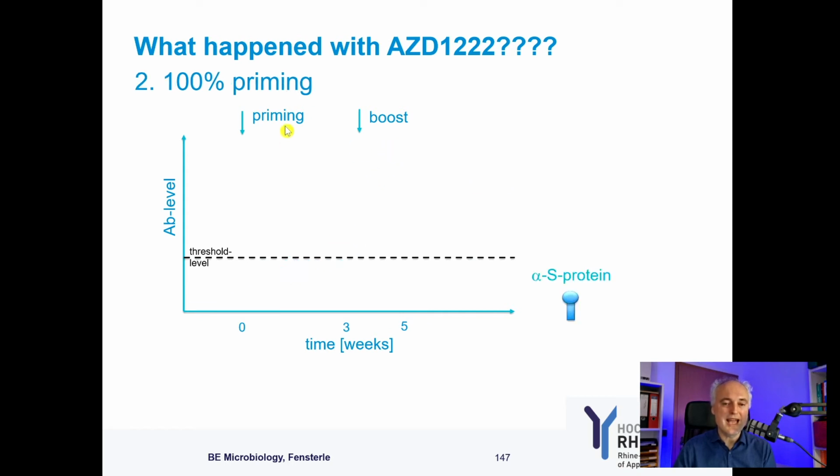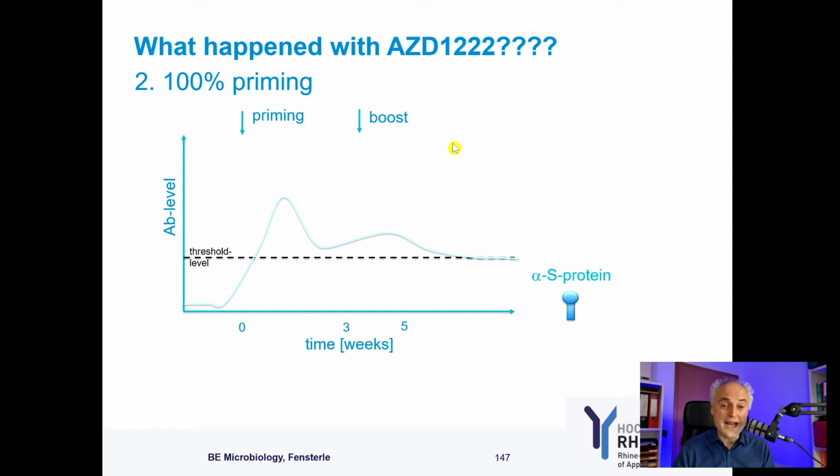Now, what most likely happened with a 100% priming schedule is that, of course, you produce a bit more at the beginning, but with a boost, this went rather down than up, just in the extreme. So it suddenly went up, but not to the same extent. I just make it here to make it clear. So it's lower than what you would have with a lower dose.